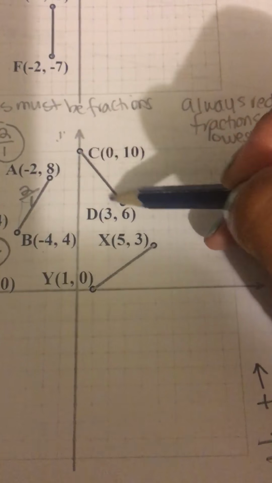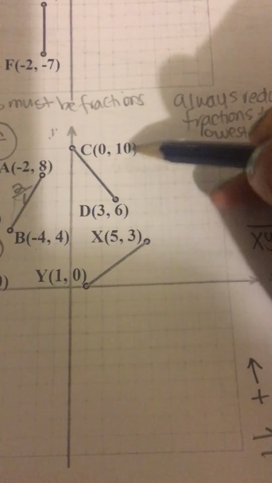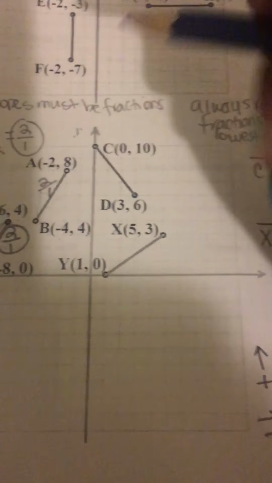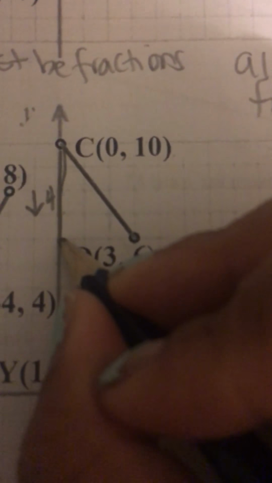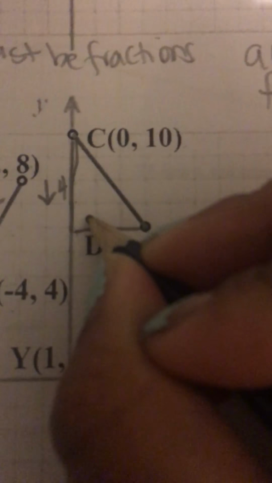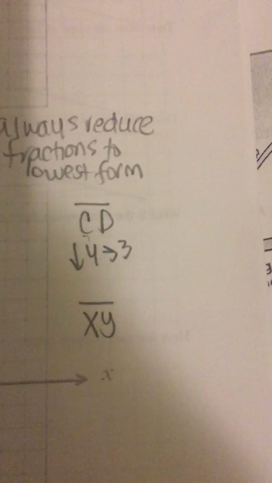So I'm going from C to D. So I'm going to subtract 6 minus 10. Oh, wait, no subtraction. Instead, I'm going to count. Yeah, I did say I was going to count. So if you can see your grid lines, we're going to count our boxes till we get to D. So I count 1, 2, 3 down, 4 down. And then I count 1, 2, 3 to the right. So CD is down 4, 3 to the right.